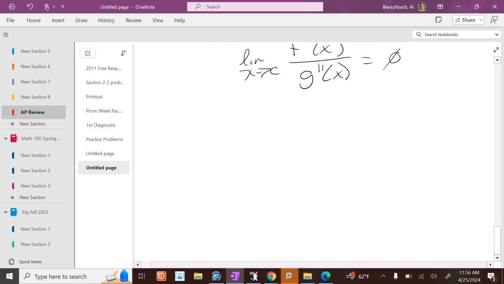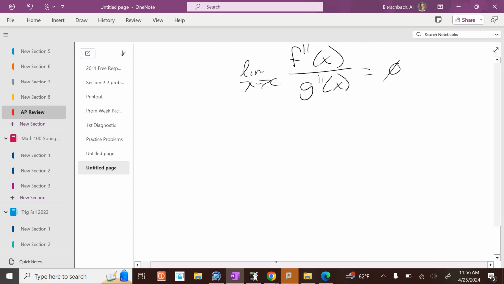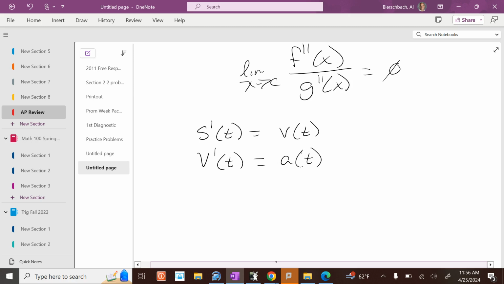In this chapter, we learned that the first derivative of position is velocity. The first derivative of velocity is acceleration.